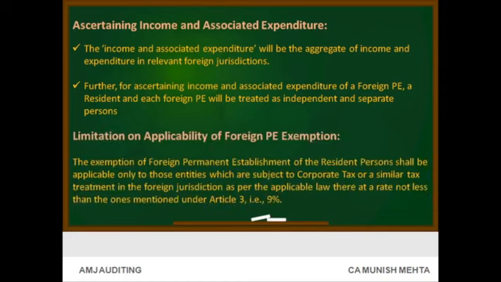Limitation on applicability of foreign PE exemption. The exemption of foreign permanent establishment of the resident persons shall be applicable only to those entities which are subject to corporate tax or a similar tax treatment in the foreign jurisdiction as per the applicable law there, at a rate not less than the one mentioned under Article 3, i.e., 9%.